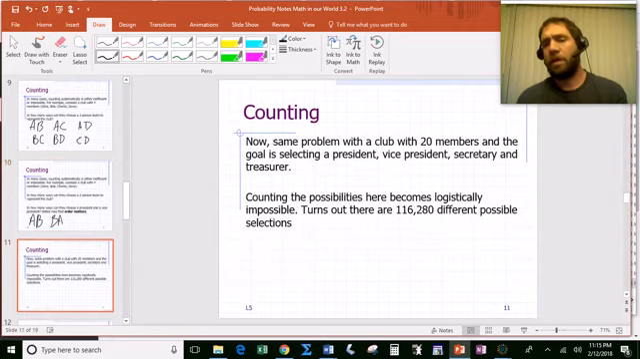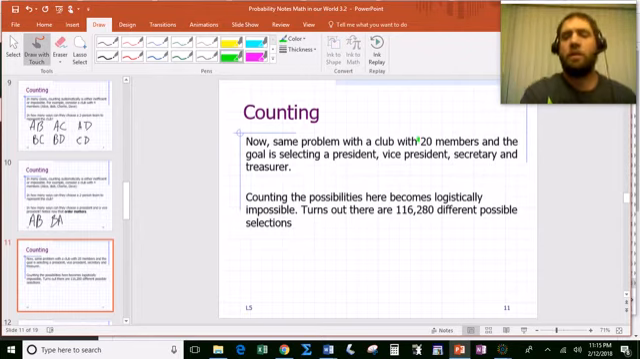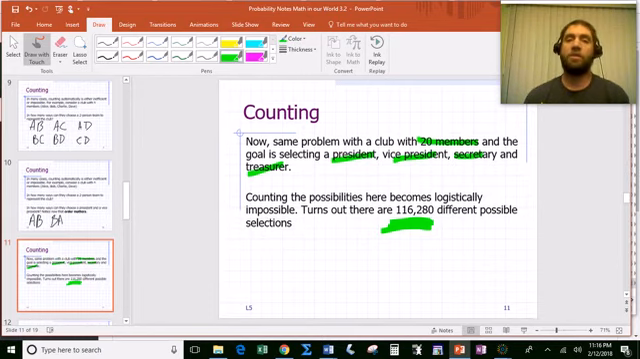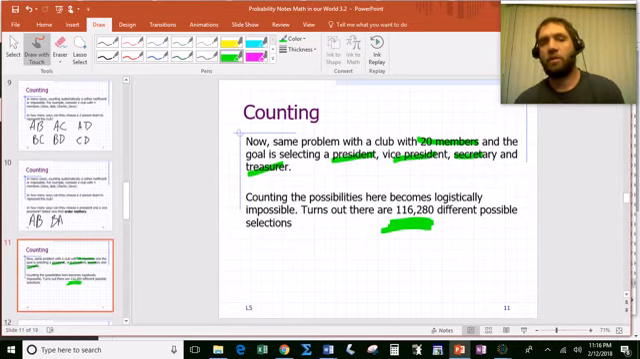But now if that club has, let's say, 20 members, and we're choosing a president, a vice president, a secretary, and a treasurer, well, there's a lot of ways this could happen. And in fact, there's 116,280 ways this could happen. So this is not something you would want to list one by one to count. That number, 116,280, we'll calculate later. That's actually a result we'll see from a formula in the next section, section 3.3.